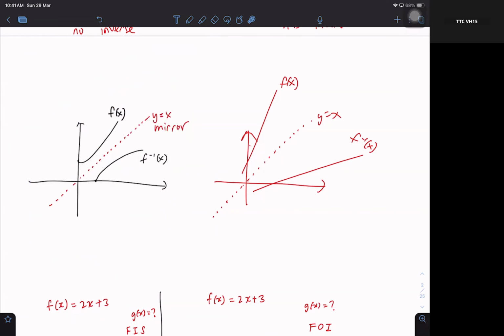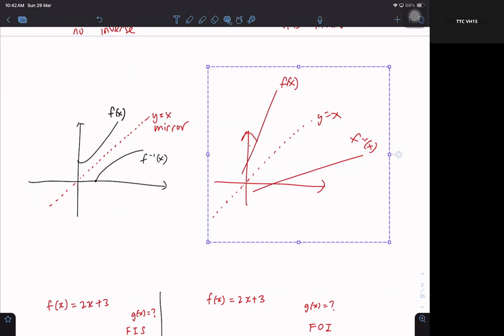Last example. Let's say the original is a straight line. Let's say the original f(x) looks like this. You want to draw the inverse function. First, you draw the mirror, dot, dot, dot, dot, dot, 45 degrees, cutting through the middle. Then you do reflection, here reflects and becomes here.